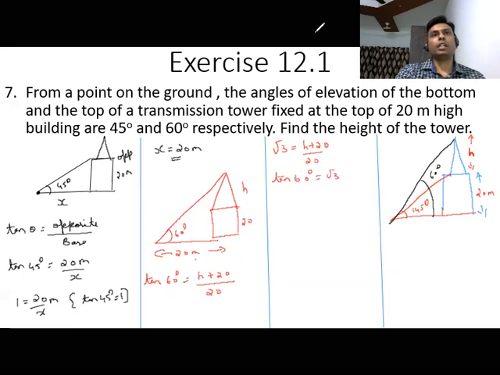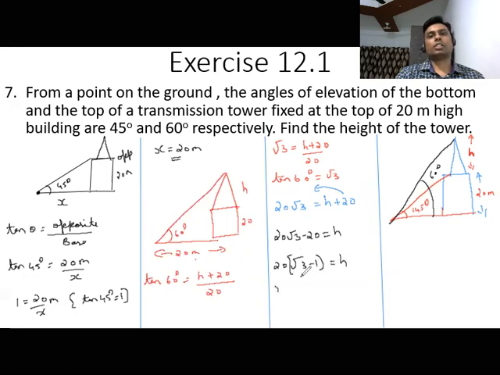Cross multiply. If you cross multiply, you will get 20 root 3 is equal to h plus 20. Bring 20 on the other side, you will get 20 root 3 minus 20 is h. 20 is common, so 20 into root 3 minus 1 is h. This is the height of the tower. So the height of the tower is 20 into root 3 minus 1.